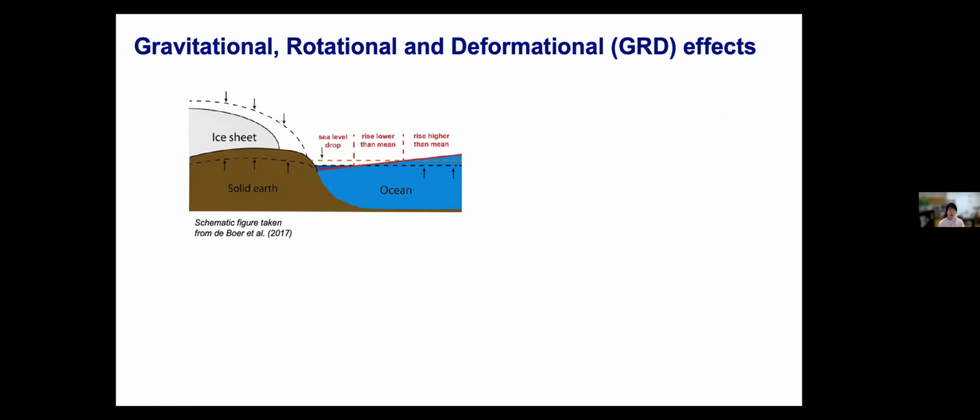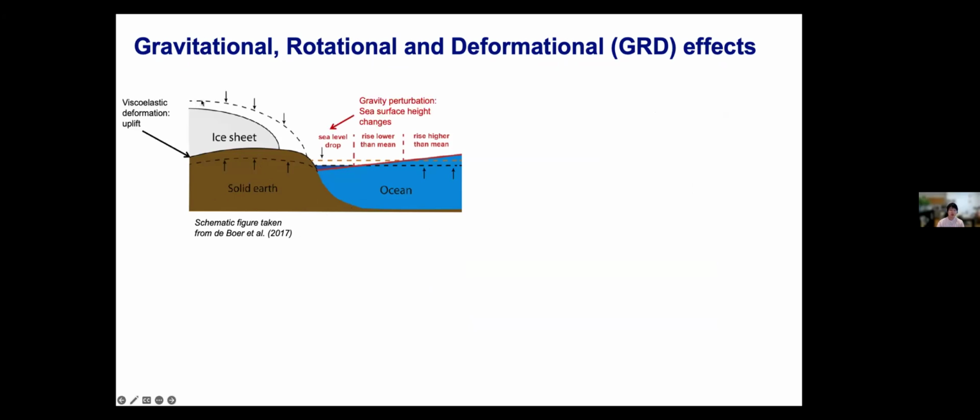So why do we get this sea level fingerprint associated with the specific geometry of ice sheet melting? That is due to what are called gravitational, rotational, and deformational effects, also called GRD effects. And this schematic graph represents the GRD effect pretty well.